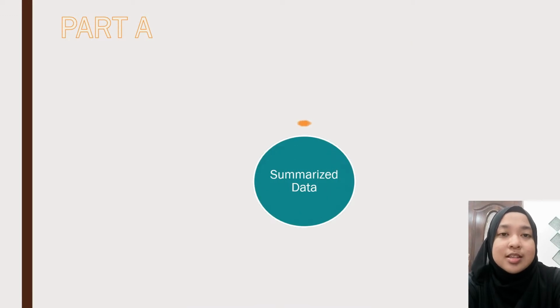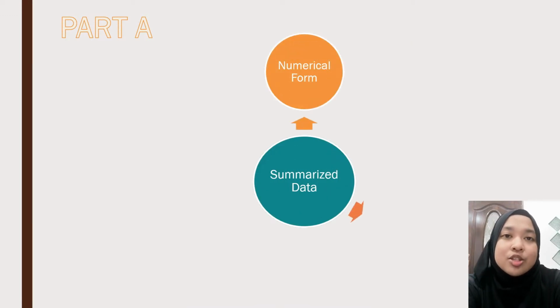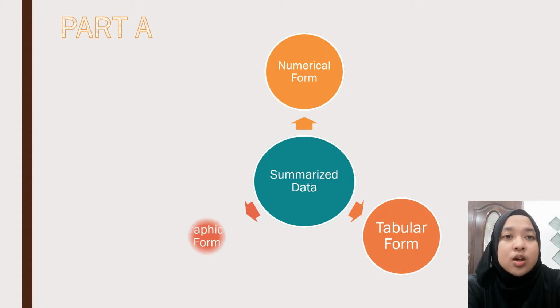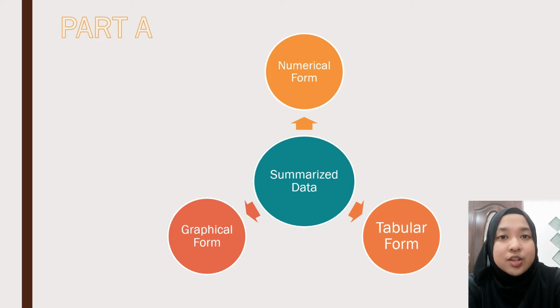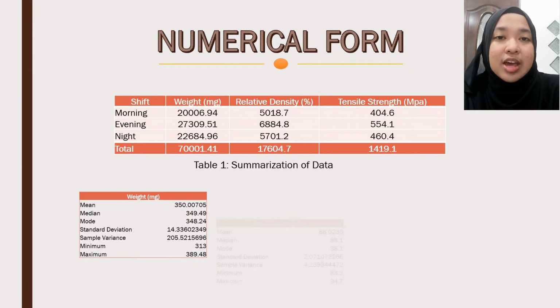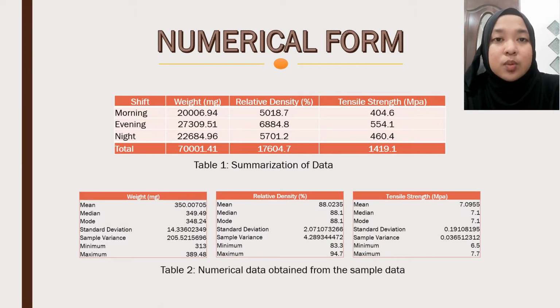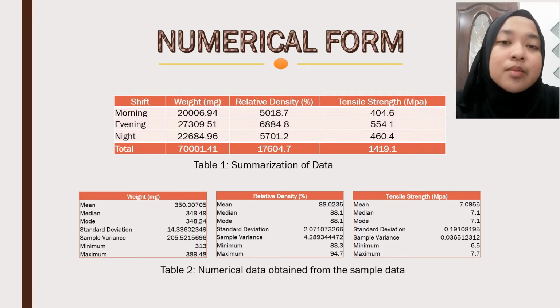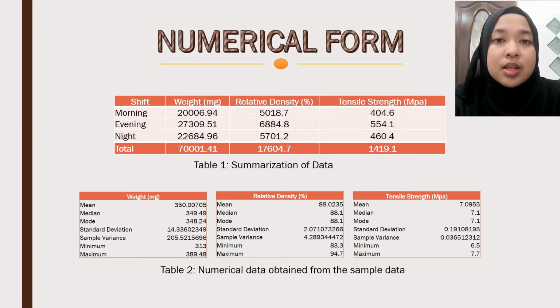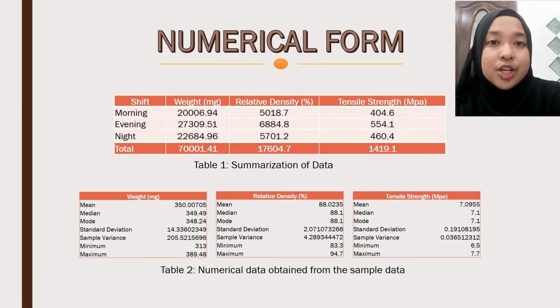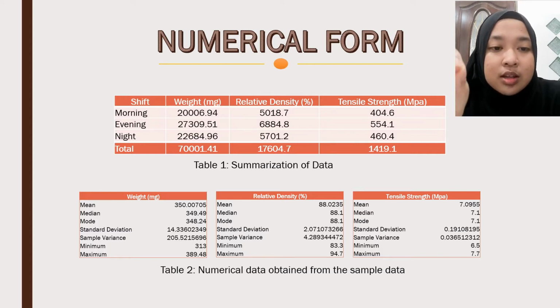The first part is to summarize all the data given into 3 observations, which are in numerical, tabular, and graphical form. Firstly, we summarize the data by each shift and calculate the total for each property. Next, in numerical form, we calculate all the important parameters, which are the median, mean, mode, standard deviation, and variance for all 3 properties of weight, tensile strength, and relative density.